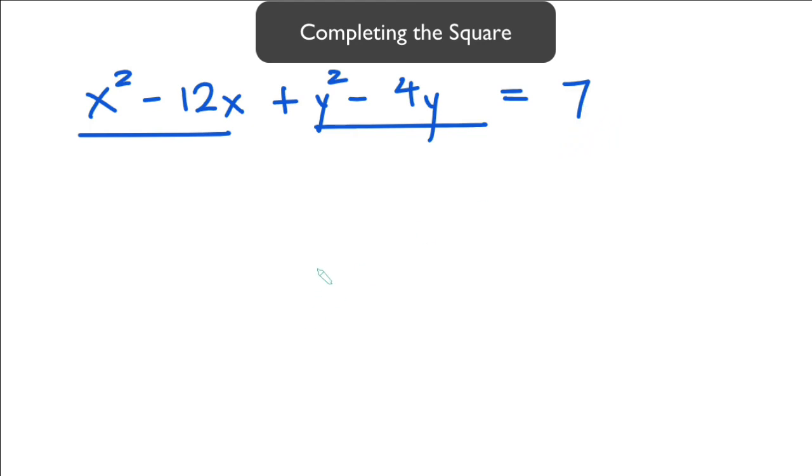So remember, we've done 3 different types of problems. One of them is, of course, the basic completing the square. The second is the parabola, finding the vertex. And then the third one is, of course, finding the center and the radius of the circle.